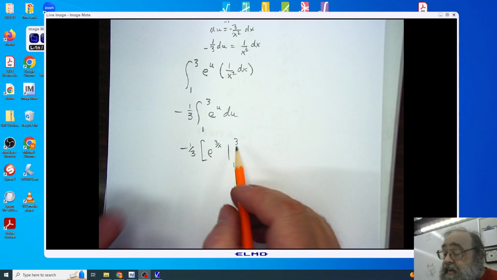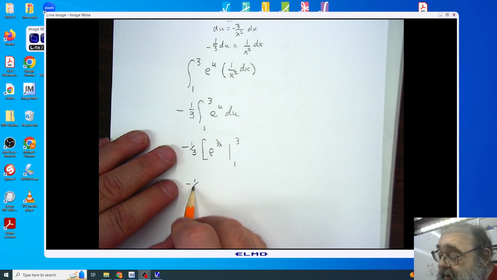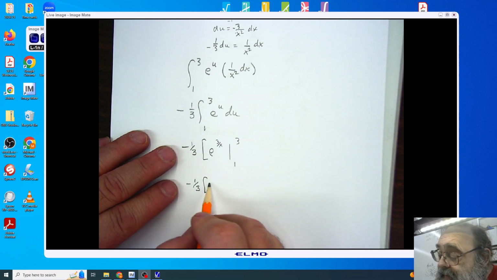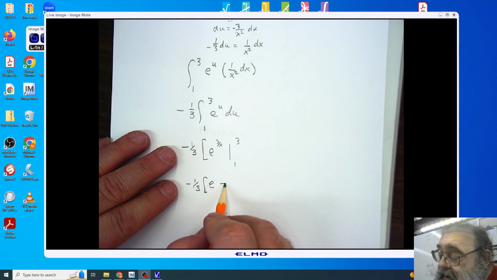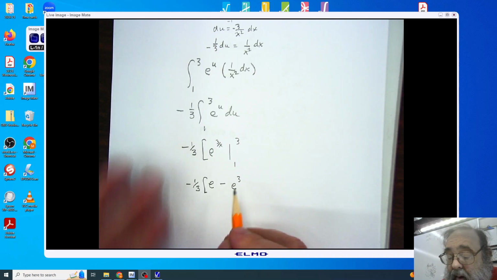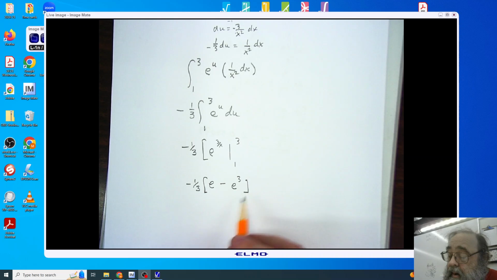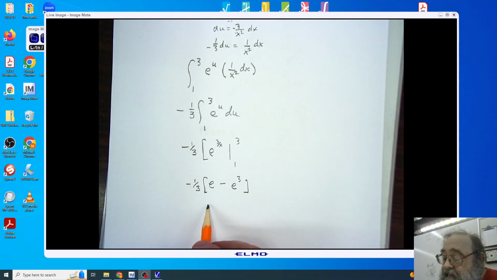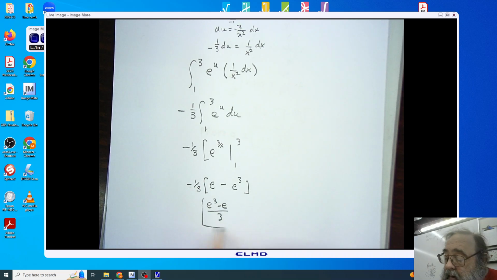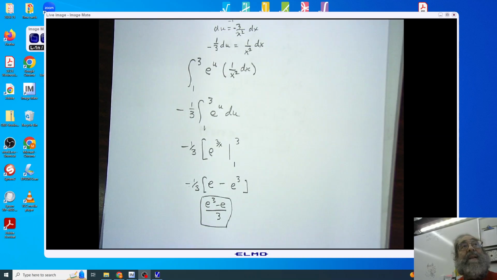I'm now plugging in the 3 first. This is now negative 1/3 times e to the first power minus e to the third power. And when I distribute the negative, I get e cubed minus e all over 3. And that is my exact answer. And that's what I'm looking for.